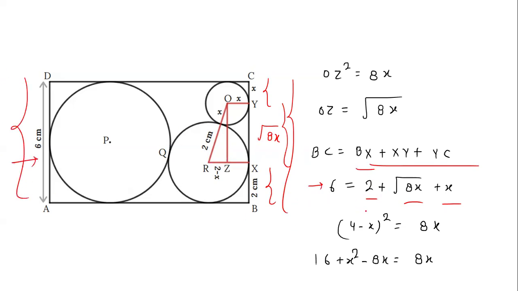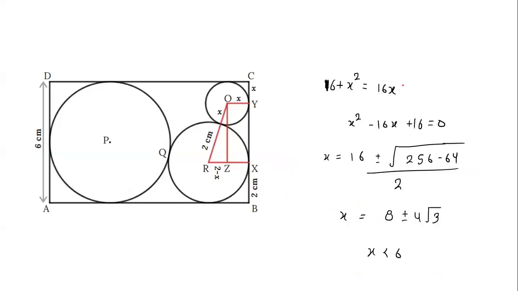So from here, what you can do is take this 2 and X to the left hand side. It will come like 4 minus X, and you can square both sides. So it will come like 4 minus X whole square is equal to 8X, which is 16 plus X square minus 8X is equal to 8X. So you can take this 8X to the left hand side, and it will become X square minus 16X plus 16 is equal to 0. So from here you can find out the X value.